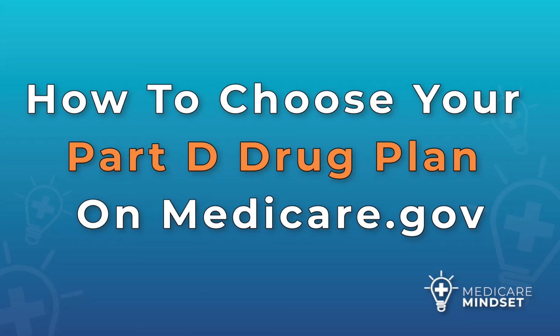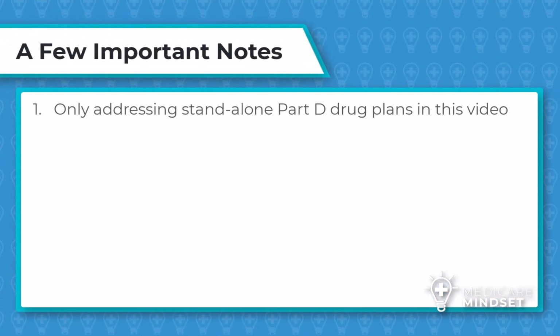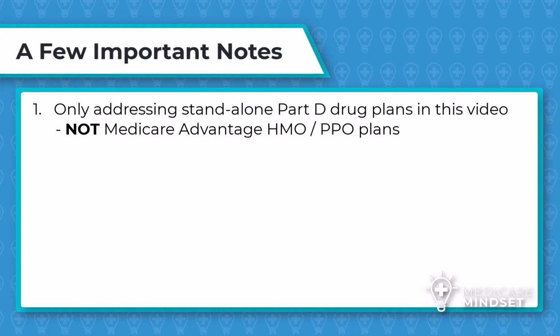This video tutorial will show you how to review your existing standalone Part D drug plan through the Medicare.gov site and ultimately make a decision on the right plan for 2025. Before we get started, a few important things. First, we are only addressing standalone Part D drug plans in this video, not Medicare Advantage HMO PPO plans.